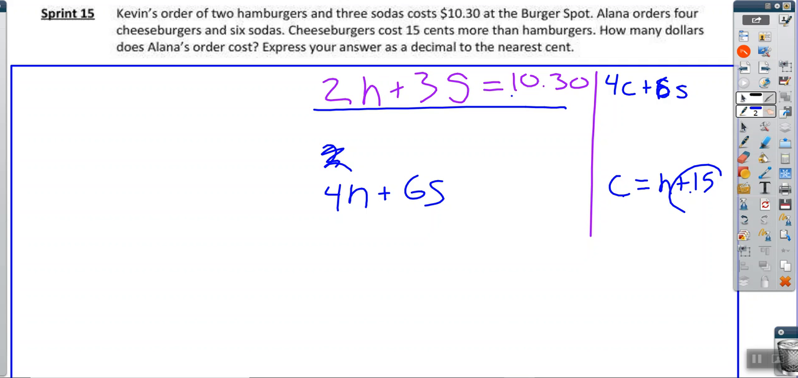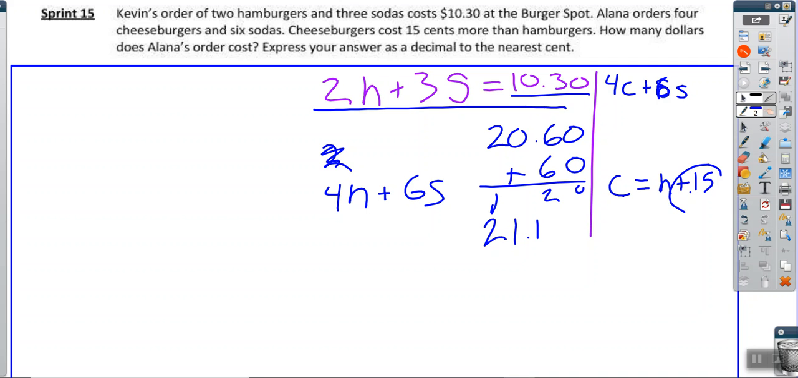All right, so I multiply this by 2 and I get $20.60, but then I have to add the 60 cents for the cheese, and I get 21. And so that's a 0, that's a 2, carry the 1. There we go. So $21.20.